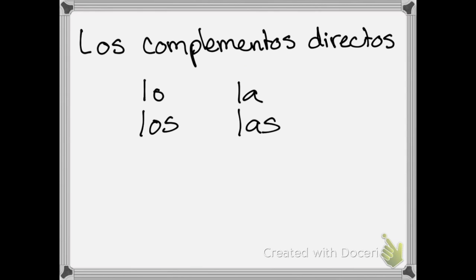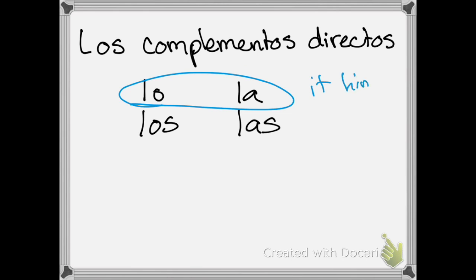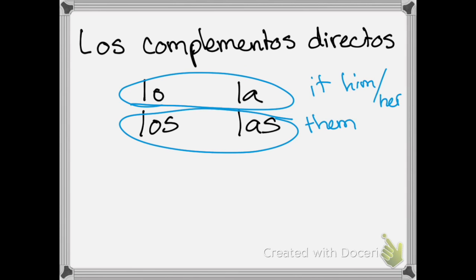So I'm going to use lo or la to say it. It can also represent him or her, respectively. Lo for him, la for her, if my direct object is a person. And then my second ones, los and las, are going to represent them. Once again, the them here could be an object or people. So lo or la if I'm talking about a singular object, los or las if I'm talking about a plural object or group. So how do I know which one to use?